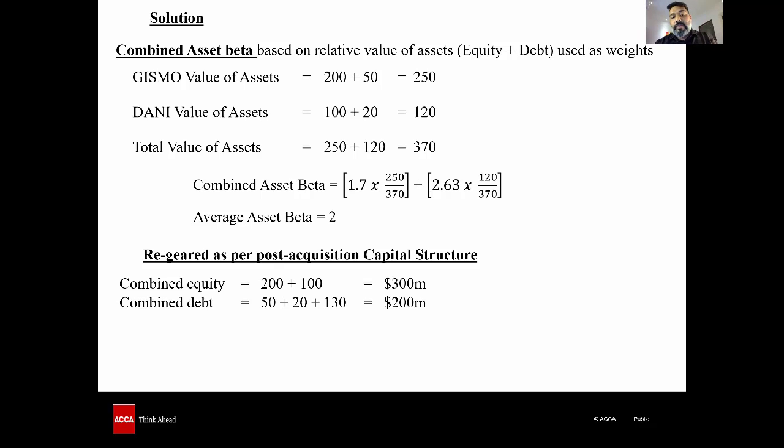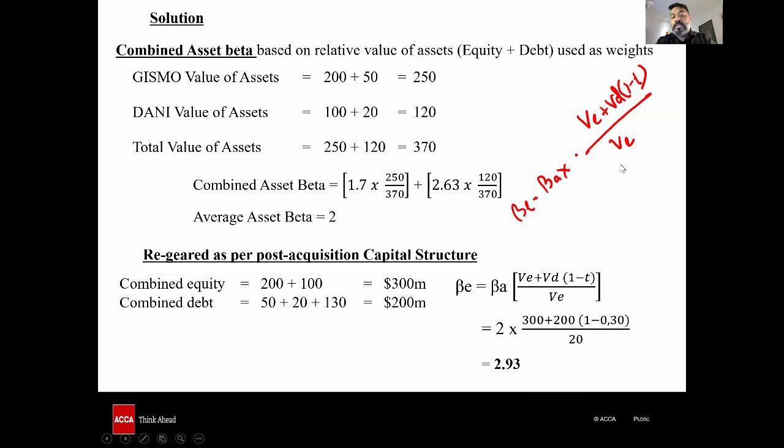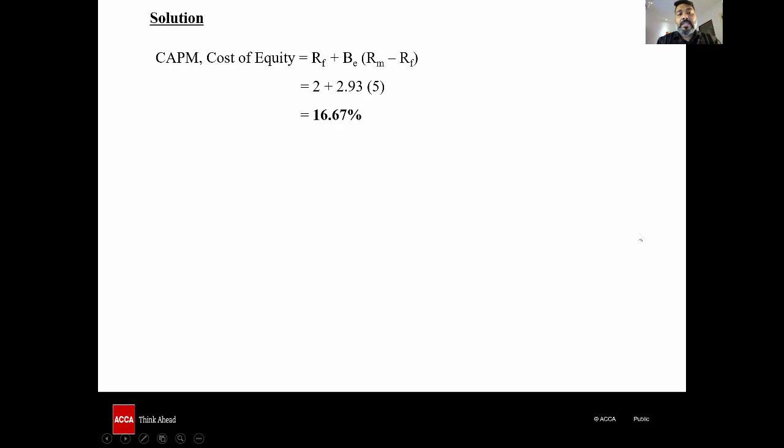And once we re-gear, how do we re-gear? What is the formula for re-gearing? Beta equity is equal to beta asset into value of equity plus value of debt into 1 minus tax divided by value of equity. Substituting the value into this, we get the new beta equity as 2.93, the beta equity as per the post-acquisition capital structure. Now we're going to be using this into CAPM, and once we find CAPM, let's get the WACC as well. So substituting that into CAPM, we get it as 16.67.